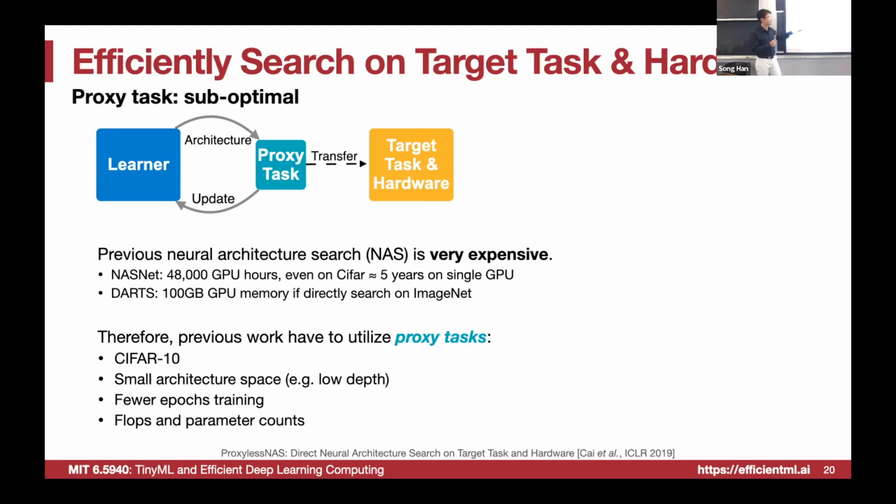So previous work has to utilize all kinds of proxy tasks, like train on CIFAR and then try to generalize on ImageNet, using a small architecture space, like very few depths, and repeat the block, assuming it works well for different depths. Or just do a couple of epochs of training, say converge at 90 epochs, and just train a couple of epochs to test drive the accuracy. What is the problem here?